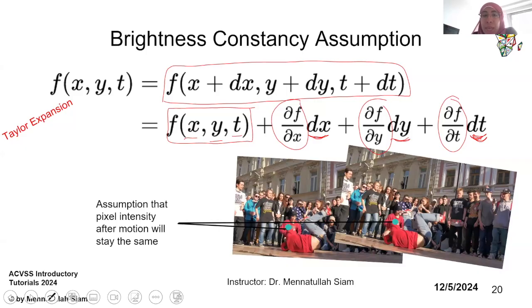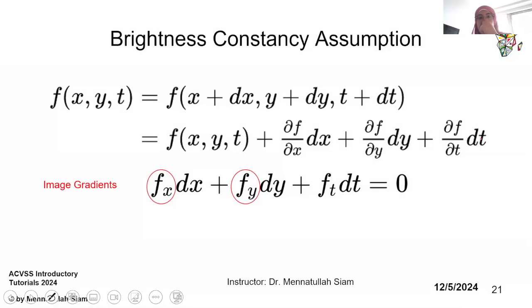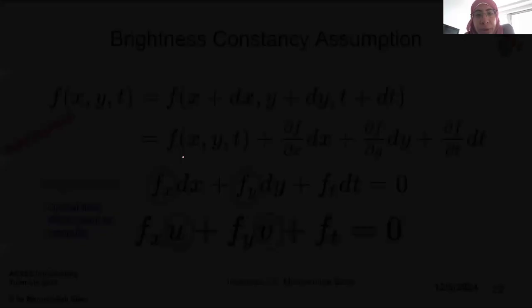Okay. So based on this brightness assumption, we're just going to simplify things. We're going to take these out. This we're going to call fx, the first derivative with respect to x. And this we're going to call fy, the first derivative with respect to y. And this is ft. This is going to be equal to 0, because we just deleted these two. We just rearrange things and remove the ones that can go together.